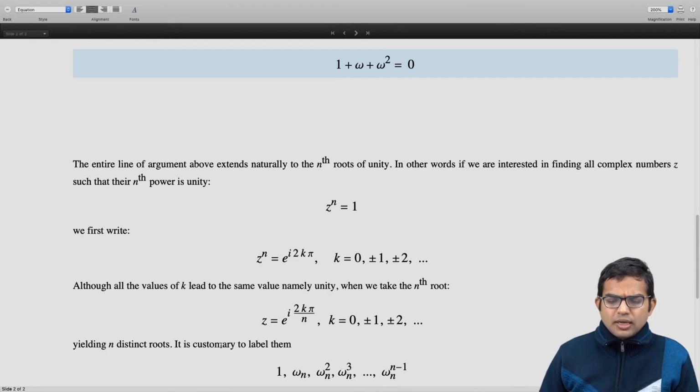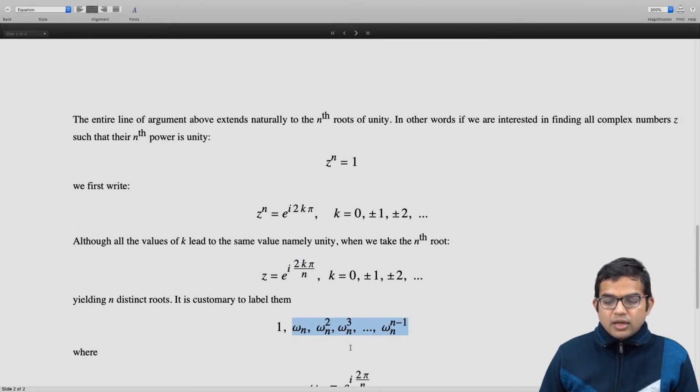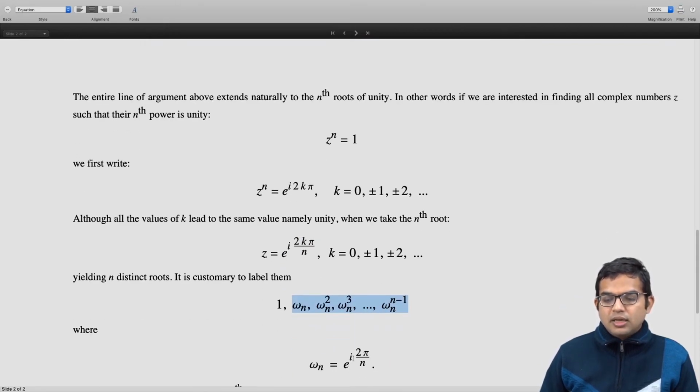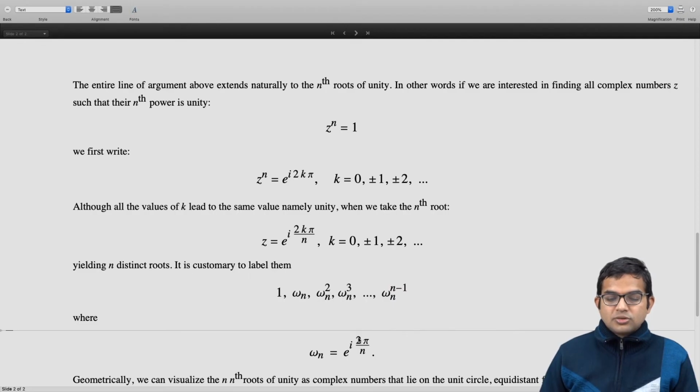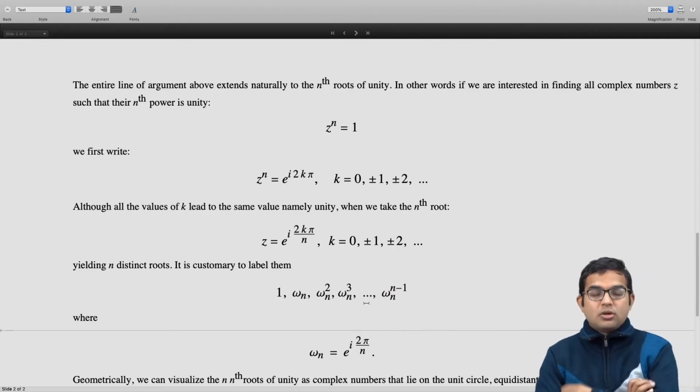So again, it's customary to label them as 1, omega n, omega n squared, omega n cubed, and so on. It's possible to verify using this relation that indeed they're all of this kind, where omega n is just e to the i 2 pi by n. Instead of 2 pi by 3, you have e to the i 2 pi by n. And so it's also possible to visualize all of this geometrically.